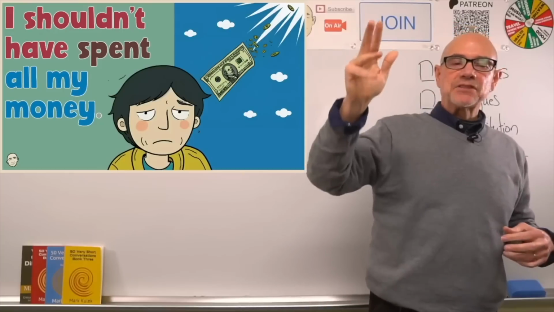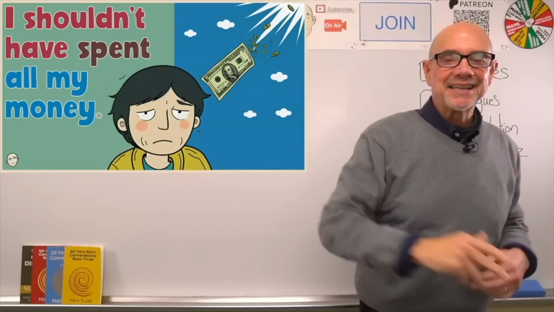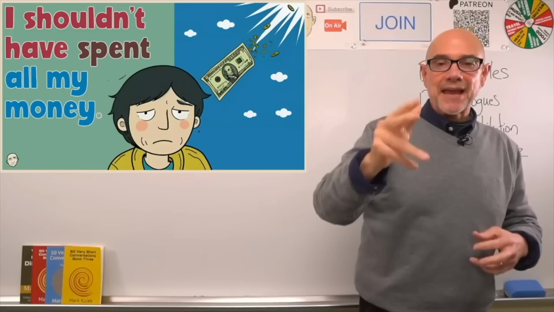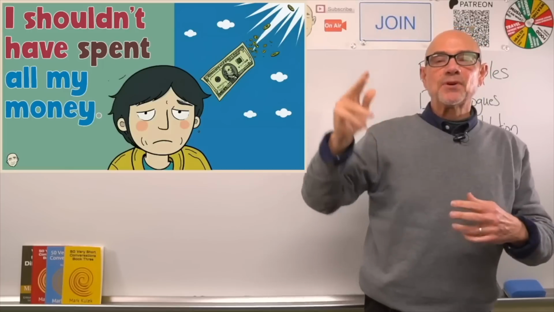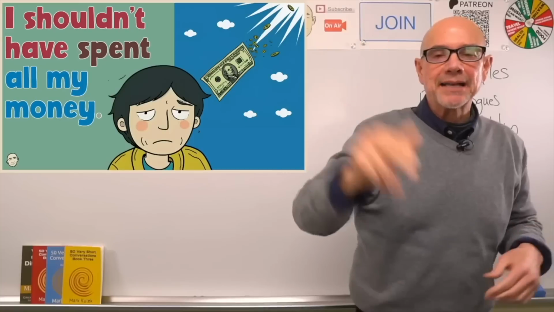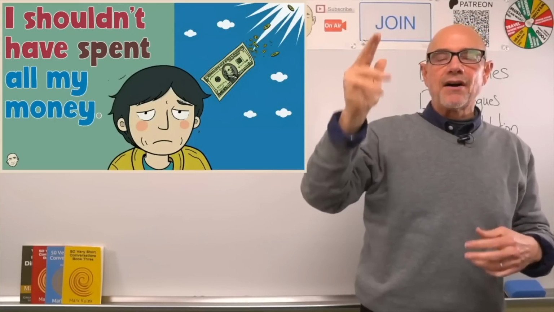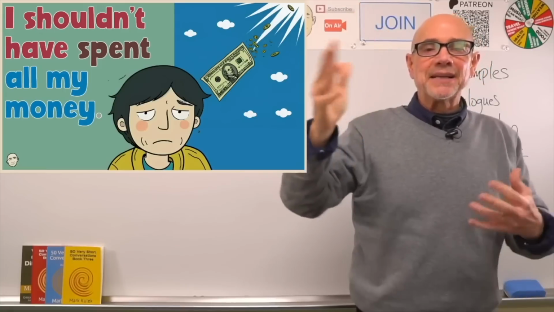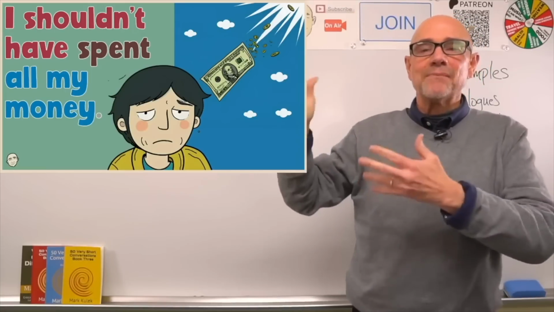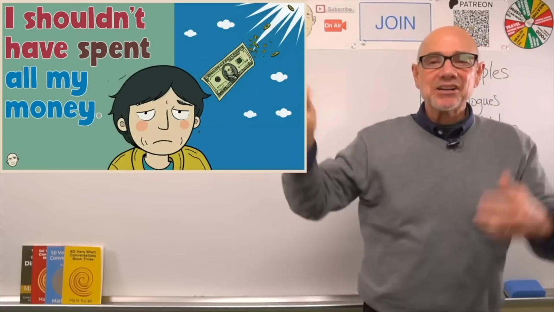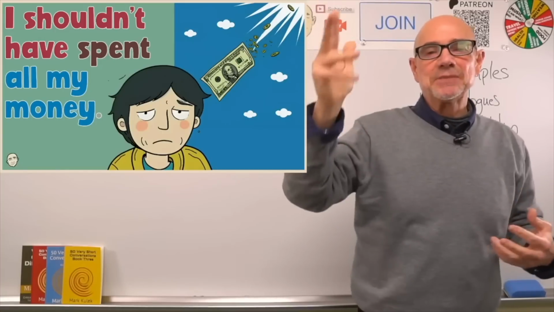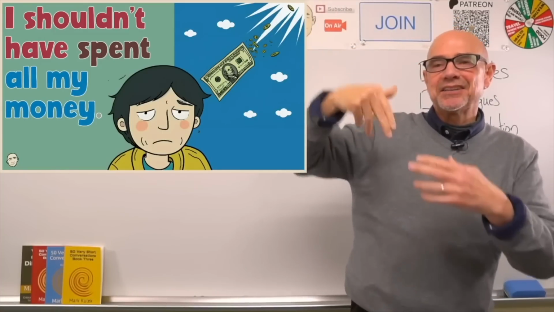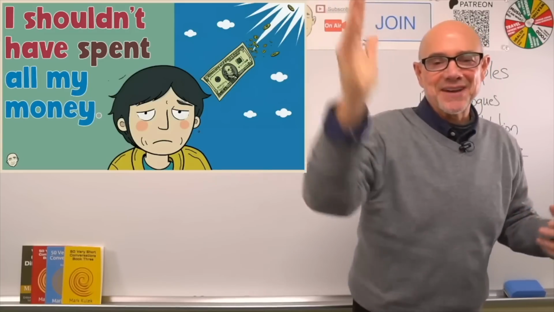I shouldn't have spent all my money. Pattern, I shouldn't have spent. Past participle, spend, spent, spent, plus more information, all my money. I shouldn't have spent all my money. This person regrets spending all their money because now he has no more money. He is hungry. He can't buy food because he spent all his money. There it goes, flying away. It is gone. He feels regret.